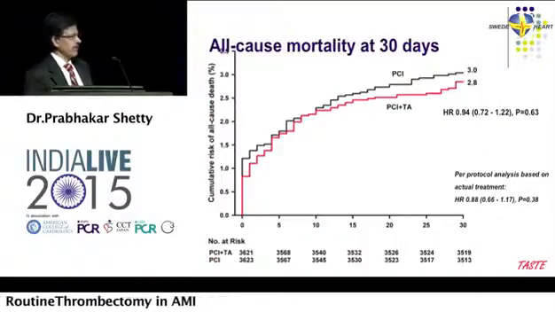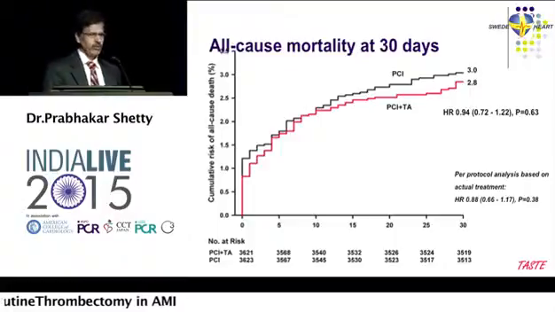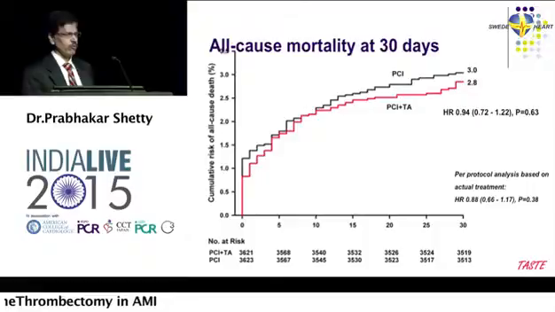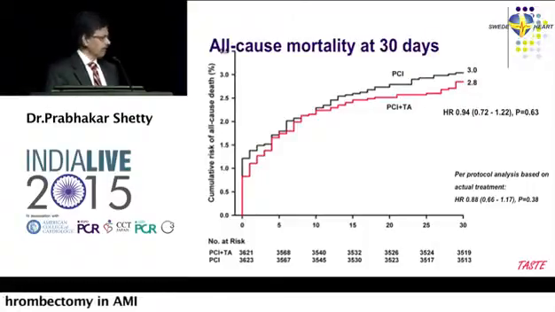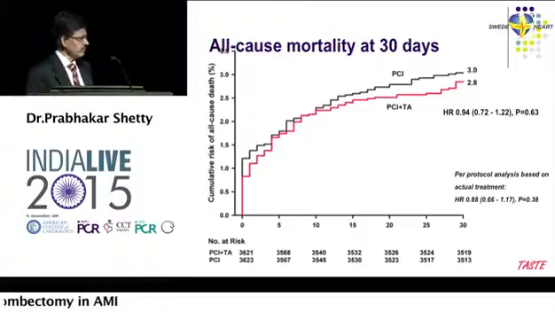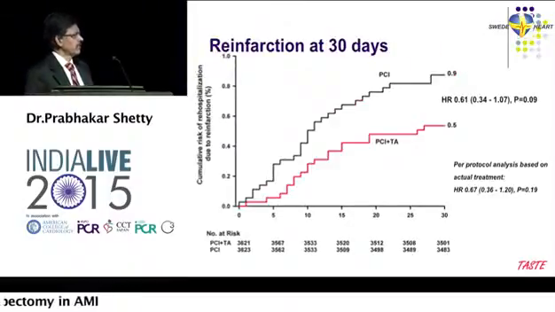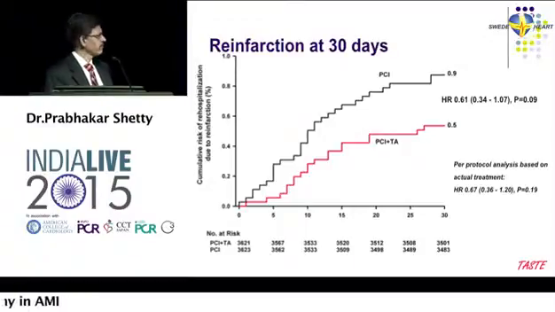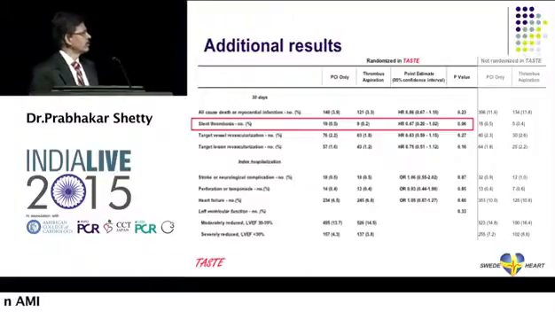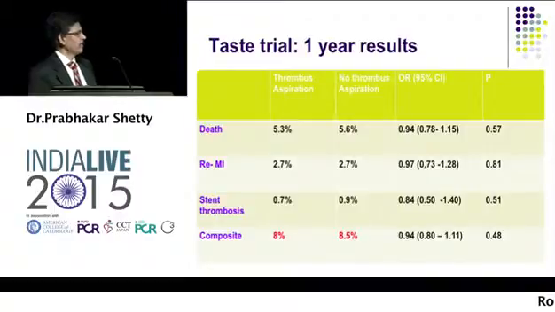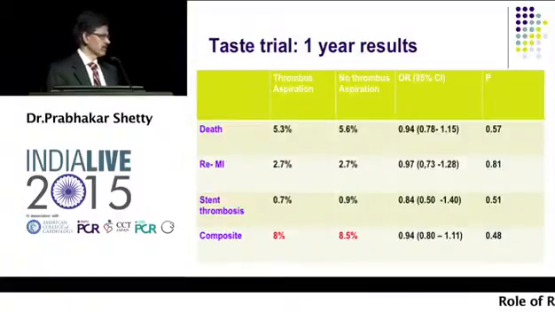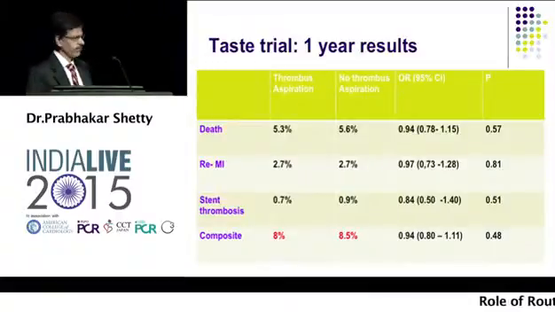And all-cause mortality at 30 days was not statistically significant. Please note that the mortality was 3% in the PCI group and 2.8% in the thrombectomy group. Reinfarction, again, not statistically significant, but shows a trend favoring thrombectomy. Stent thrombosis was, again, less with the thrombectomy group, but not statistically significant. At 1 year, they did not find any further improvement in the results. In fact, stent thrombosis was less significant at 1 year than at 30 days for strange reasons.